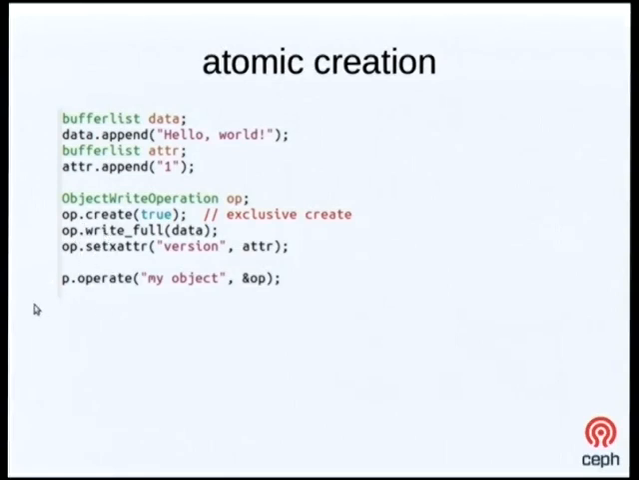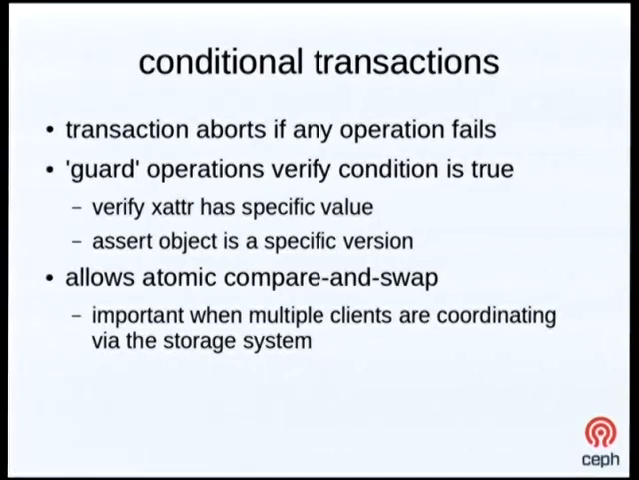And finally, we call the operate method, which actually says, okay, take this transaction, submit it to the cluster, and actually apply it. And that'll either succeed in its entirety or it will fail. So that's all well and good, but it turns out there's more you can do here. You can also have transactions that are conditional.